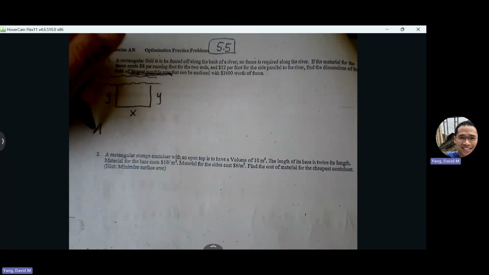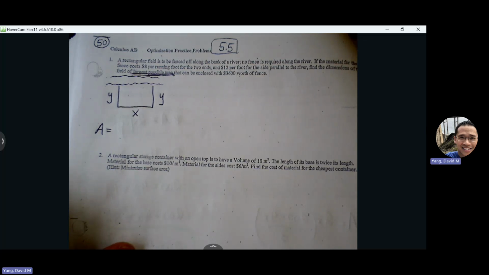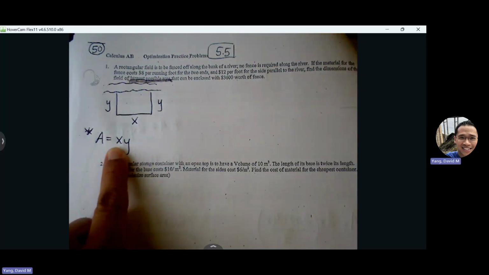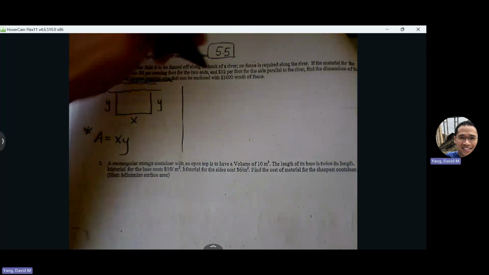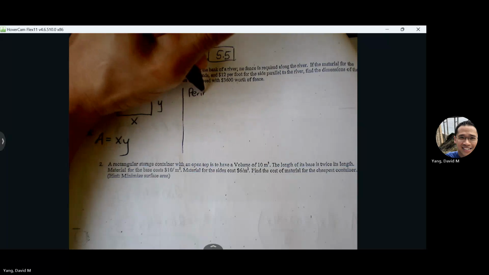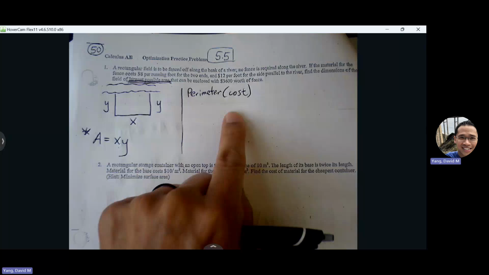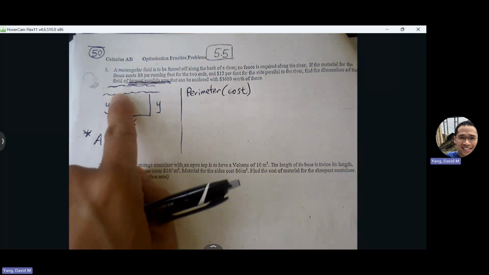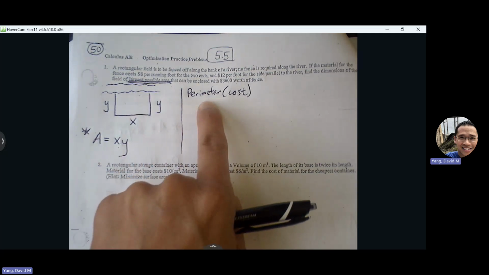All right, so area. What's the area? x times y, right? Length times width. Put a star next to this since this is ultimately our goal. We're trying to get that area down to one variable so that we can work with it. The perimeter is going to be the cost, okay? Because the cost is going to be associated with the actual fence that we're buying and that we're putting in place. So perimeter and cost can go together.